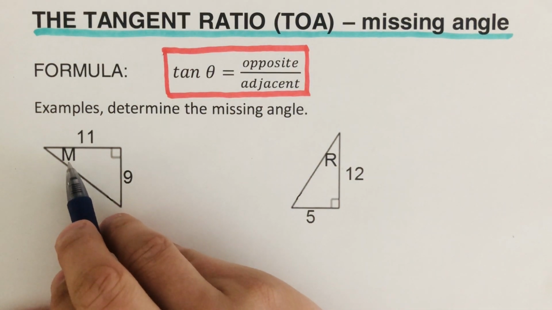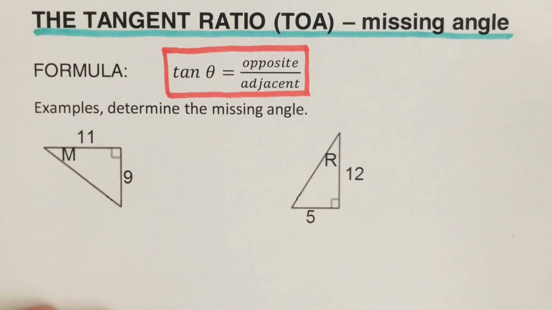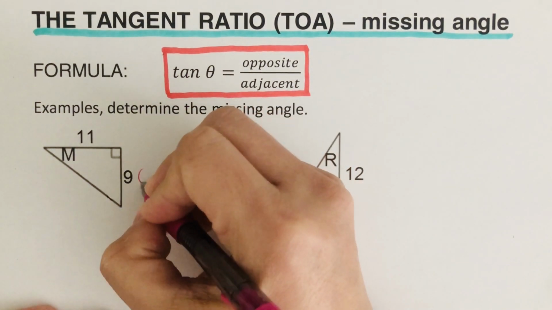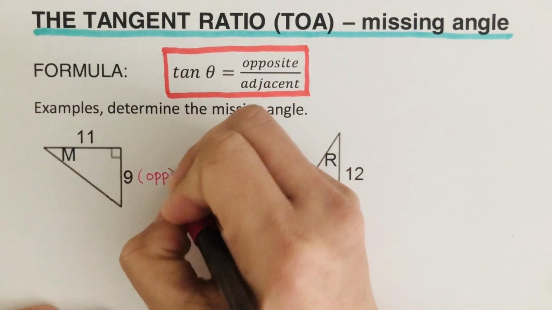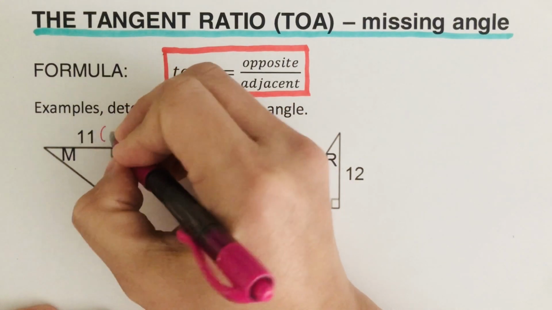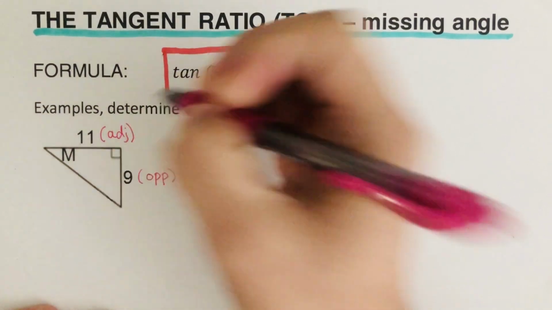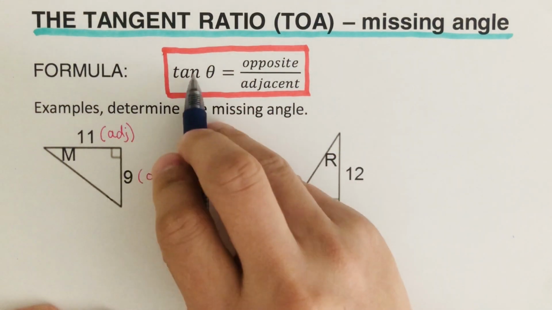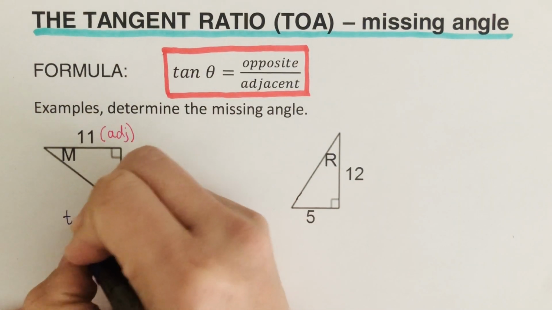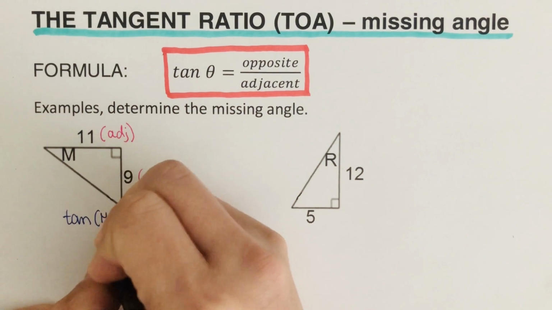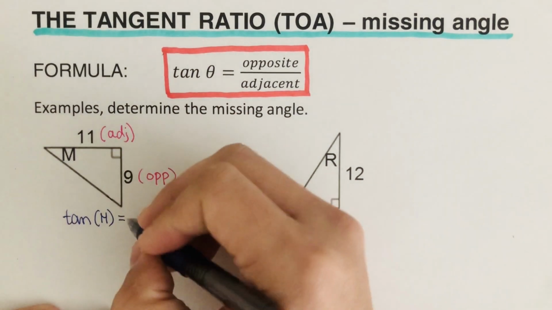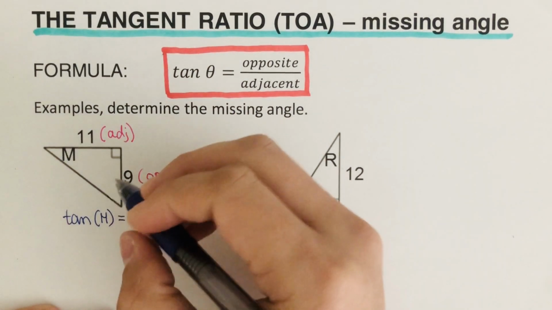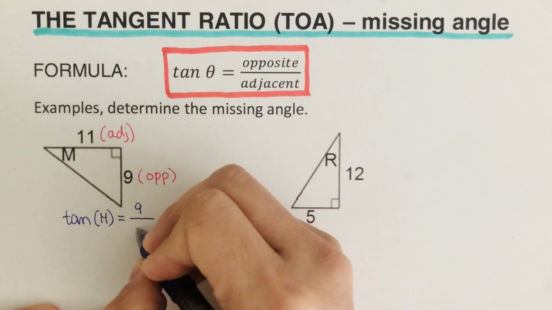If we have angle M right here, 9 is our opposite. So we're going to label this as opposite. And then 11 is the adjacent. That's the adjacent side. So to set up the equation, we use that equation over there. Tangent of angle M is equal to opposite over adjacent, which is 9 over 11.